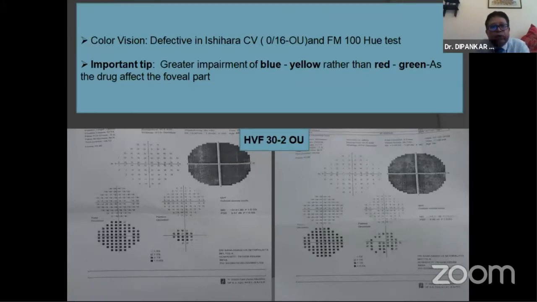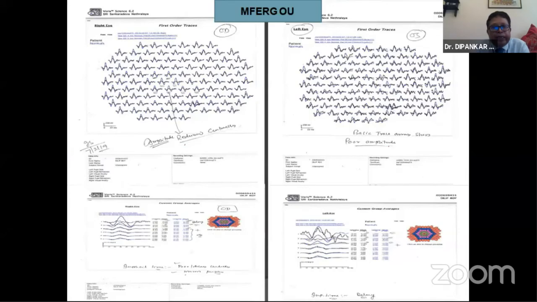Now, a color vision defect was seen along with the 100 hue test. The important thing Dr. Saxena mentioned in the first presentation is that toxic neuropathy is usually blue-yellow to start with, but optic neuritis is usually red-green or a mixed pattern, because the drug affects the foveal part first. And this patient in multifocal ERG had a reduced response in the right eye, and in the left eye a basic trace defect was noted.